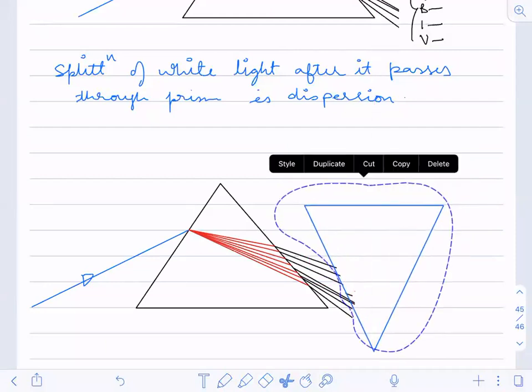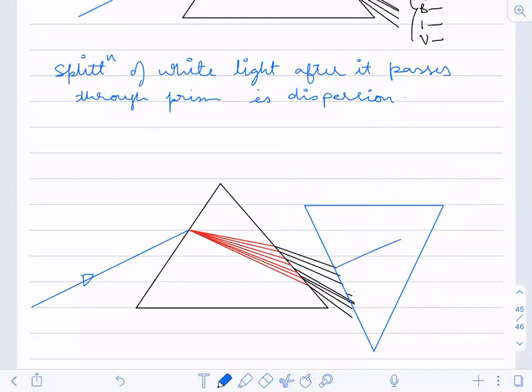So all the lights will recombine and you will be having white light. The recombination will happen like this, and here at the end you will be having white light. So this is the recombination of 7 different colors. The 7 different colors will meet and recombine, and then they will give you the white light. This is the recombination of 7 colors when you keep a prism inverted.